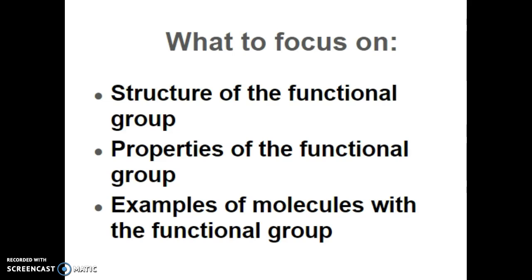So as we look at these functional groups, focus on the structure, look for things that are unique to the functional group, then that will help you connect to the properties, and then hopefully you can identify or name some examples of molecules with that functional group.